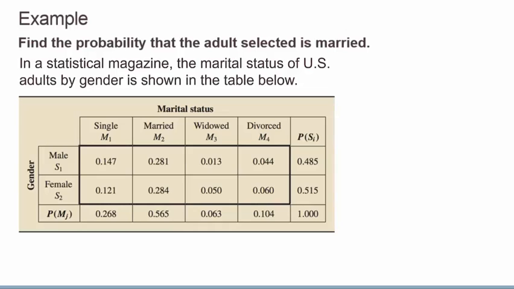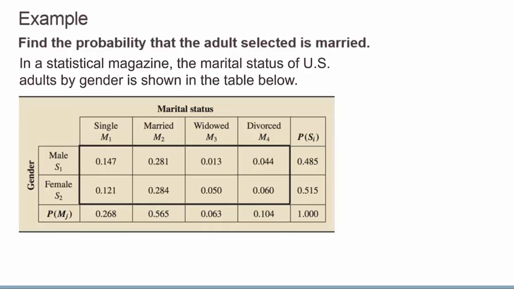Example: find the probability that the adult selected is married. In a statistical magazine, the marital status of U.S. adults by gender is shown in the table below. For gender, we have male, or S1, and female, which is S2. Marital status: we have single, M1, married, M2, widowed, M3, divorced, M4.